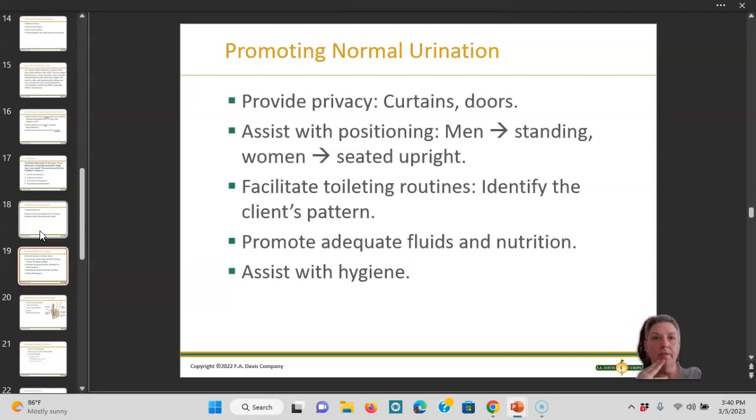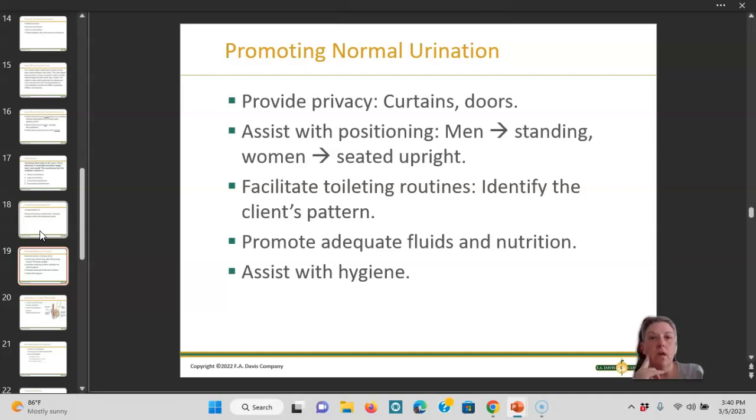All right. So providing help for normal urination. What do we do? We provide privacy using curtains or doors. So think about this though. That's also a safety risk. If you shut the door, you won't see them trying to get up. So providing privacy sometimes sounds more like standing outside the door with your ear to the door so that you can hear.